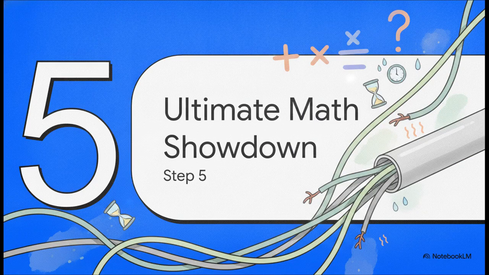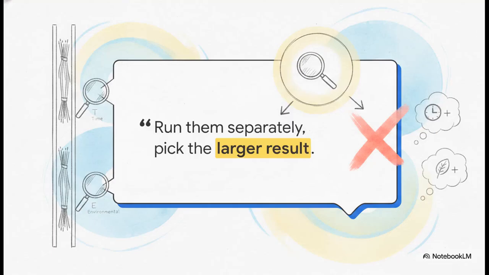All right, here we go. Section 5, the ultimate math showdown. Here is a trap the exam loves to lay for you. What exactly happens when a wire faces both time penalties, like a continuous load, and environmental penalties, like too many wires in the conduit, at the exact same time? Do you stack the penalties against each other? Do you multiply the load by 1.25 and then divide that new massive number by the correction factor? Absolutely not. You do not.